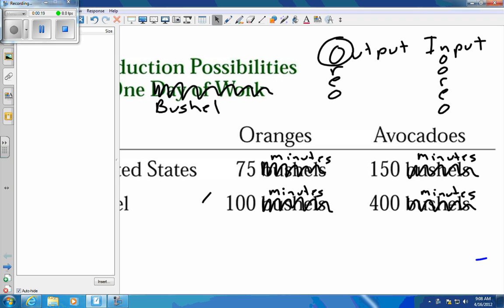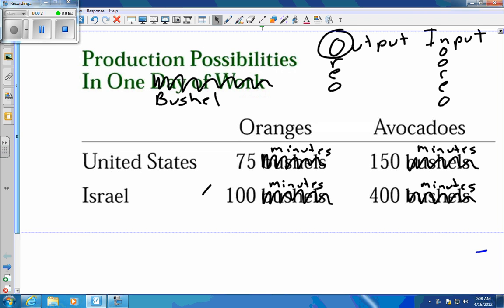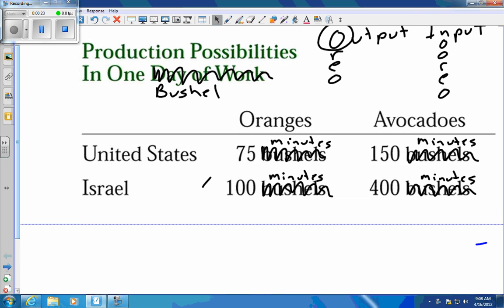You can tell it's an input problem because now the output is fixed, sorry. In this case, 1 bushel is produced. That's how much is produced. That's fixed. It's 1 bushel. What's changing is the inputs used to produce that bushel. The inputs in this case is time. It could be acres. It could be workers. But in this case, it happens to be time.